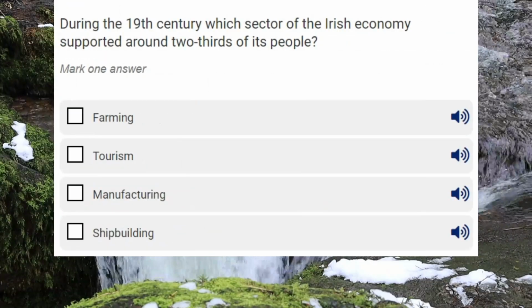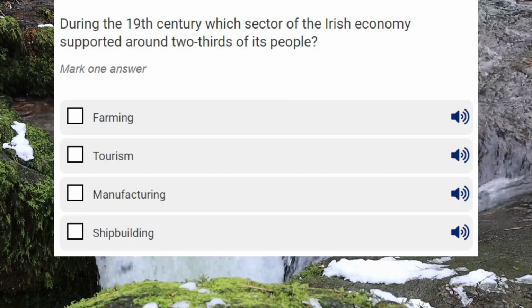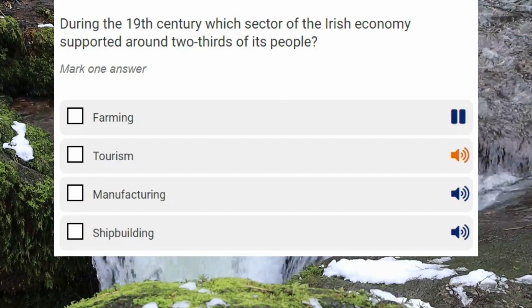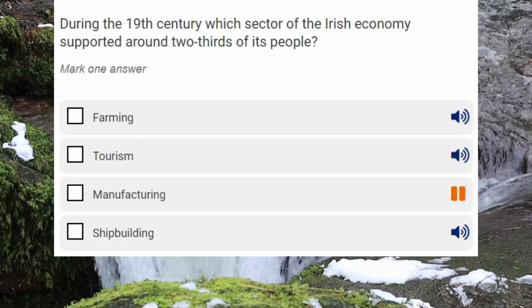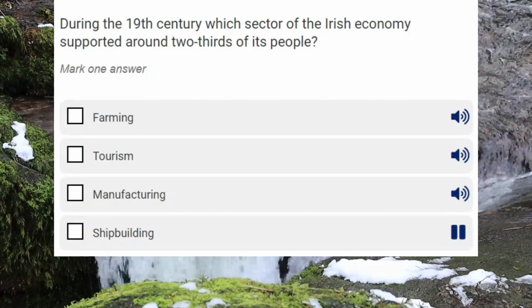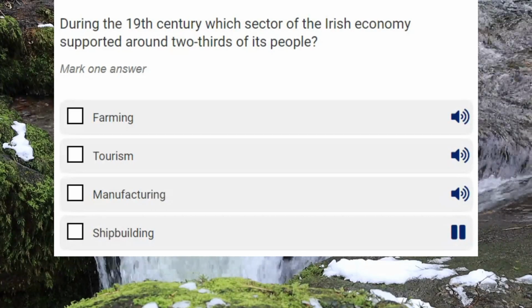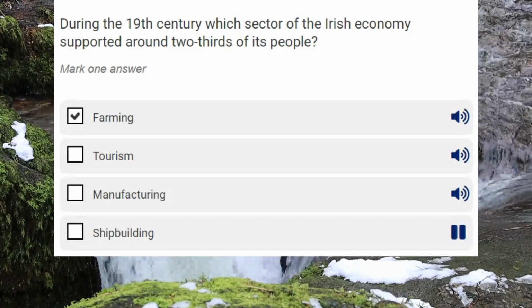During the 19th century, which sector of the Irish economy supported around 2/3 of its people? Farming, tourism, manufacturing, shipbuilding. The correct answer is farming.